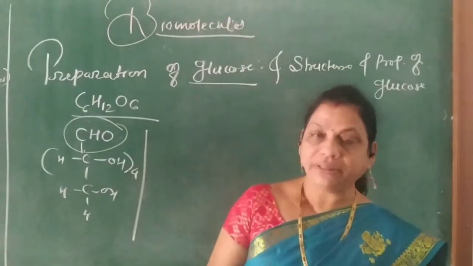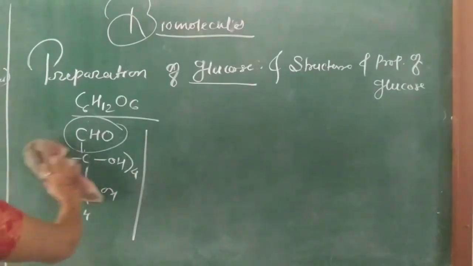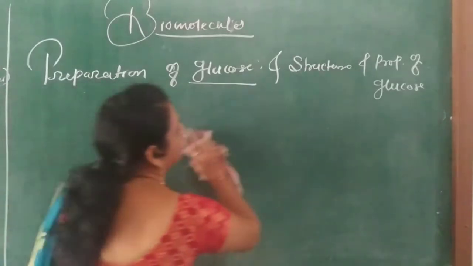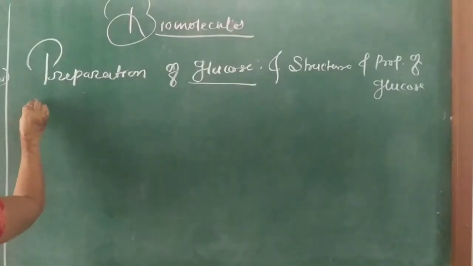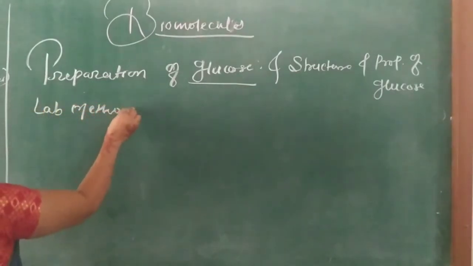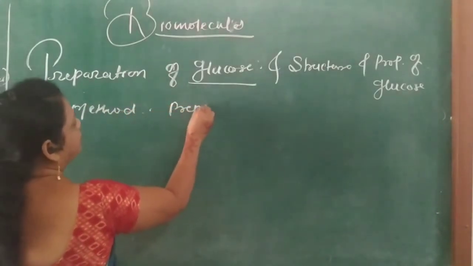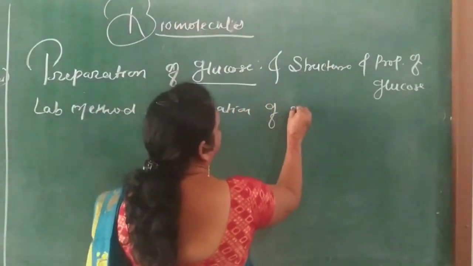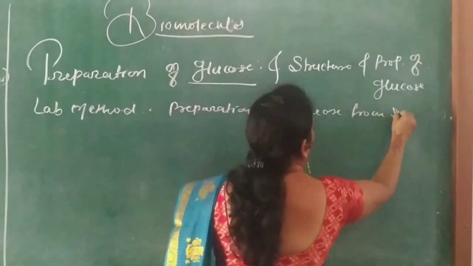Okay, let's start with the preparation of glucose. The first preparation is the laboratory method, for a small quantity of glucose, so it is called the laboratory method. In the laboratory method, it is the preparation of glucose from sucrose.